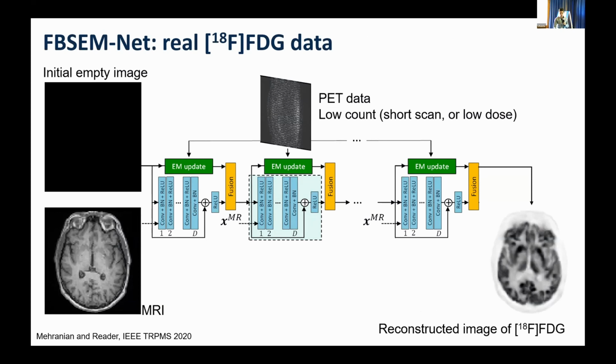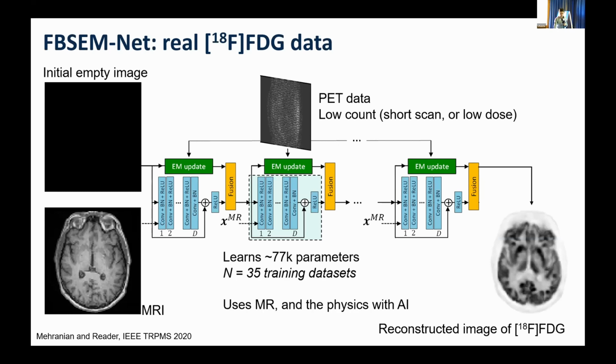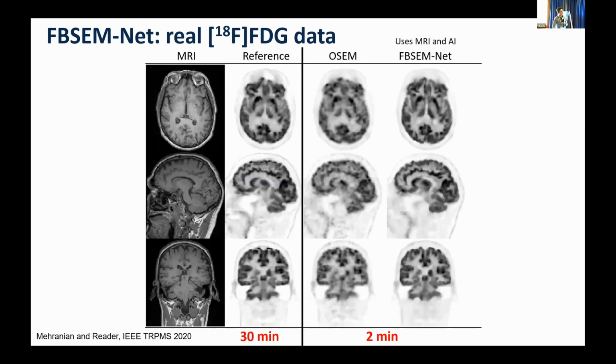Just to show some results of doing the FBSEM network. You can see it's just the EM update with a convolutional network in parallel with it, with a fusion update, just based on conventional MapEM reconstruction. If we train up a CNN, then we get some very nice results. Here it's 77,000 parameters being trained from 35 patient data sets, and representative results are shown here.